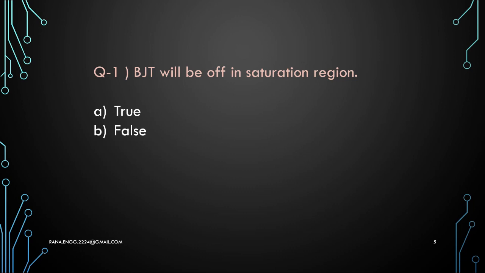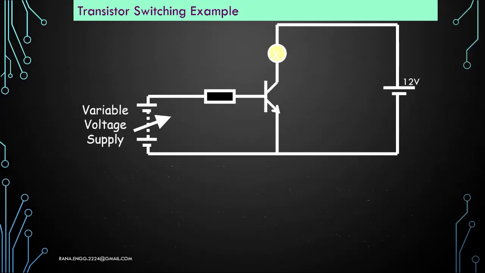The answer is, it is false. In saturation region, the transistor works as on switch. There are two conditions: cutoff, that means off, and saturation, that means on. And in between cutoff and saturation there lies the active region. In active region transistor works as an amplifier. So we'll see how it happens.